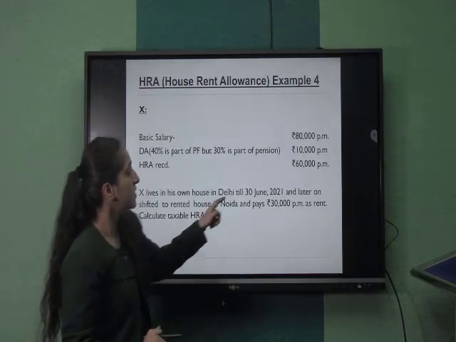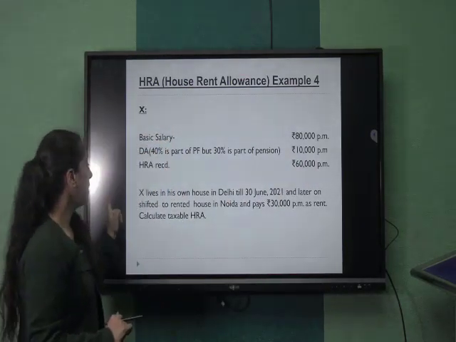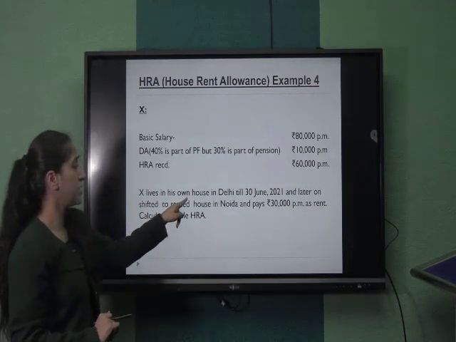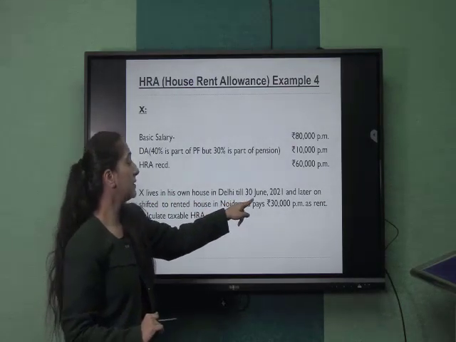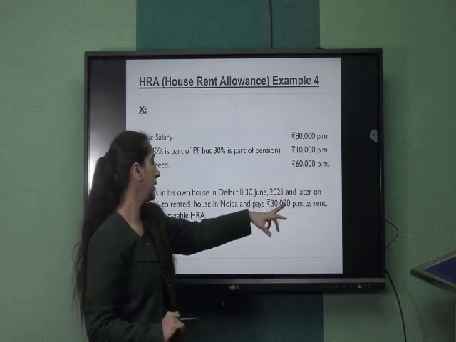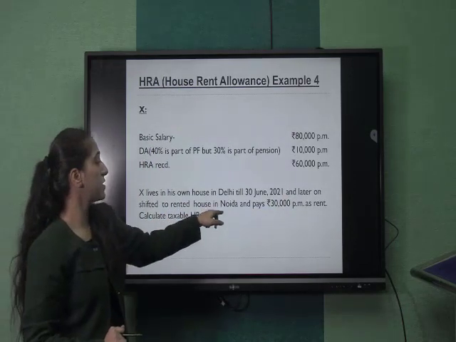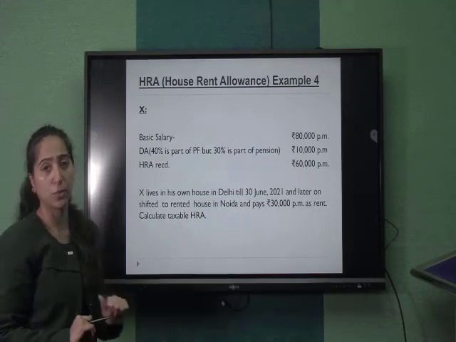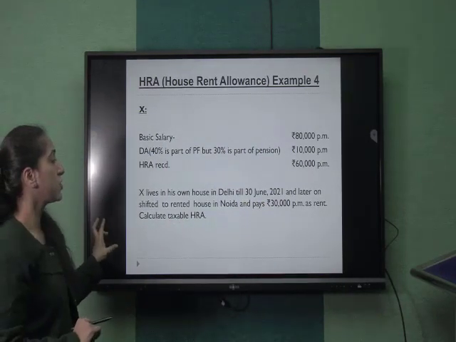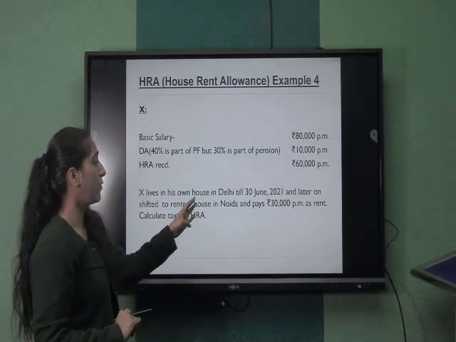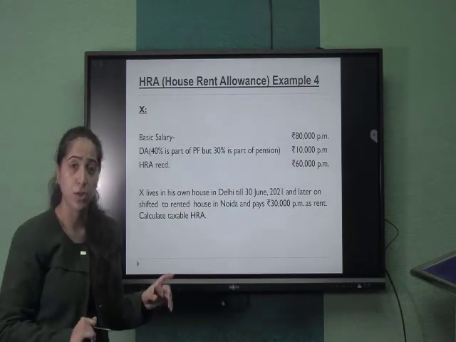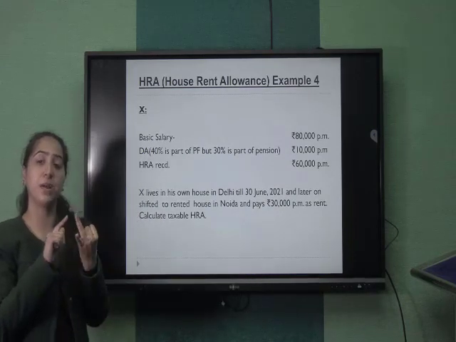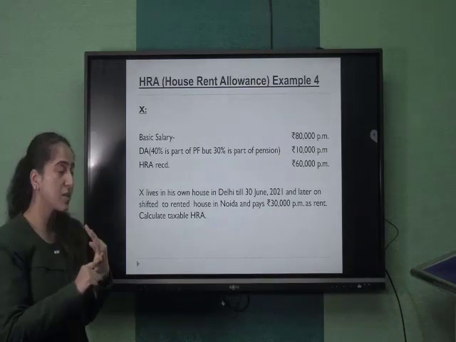HRA which is actually received is 60,000 per month. Commission is not given in this question. We are given that X lives in his own house in Delhi till 30th June 2021 and later on shifted to a rented house in Noida and pays 30,000 per month as rent, and you are required to calculate taxable HRA. So he was living in his own house in Delhi for 3 months. We know our financial year begins from April, so April, May, June, for these 3 months he was living in his own house.